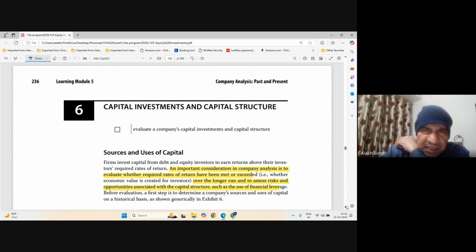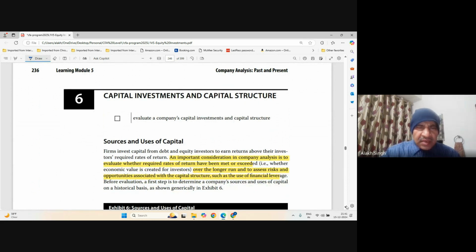Capital investment and capital structure. So capital structure is debt plus equity. What percentage is debt and what percentage is coming from equity, that determines our capital structure. And what are the sources of capital? We had three cash flows: cash flow from operating, cash flow from investing, and cash flow from financing. So these three will be the sources of capital.